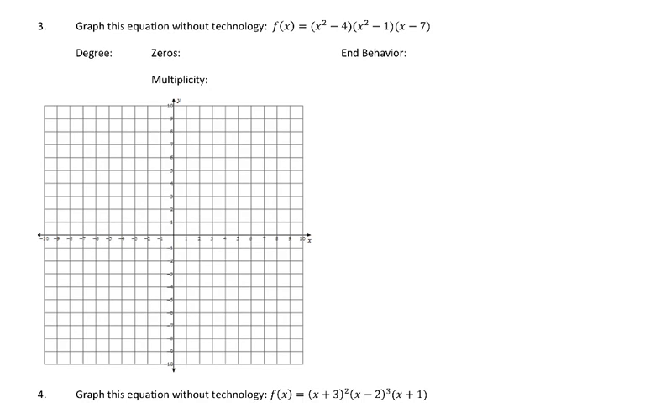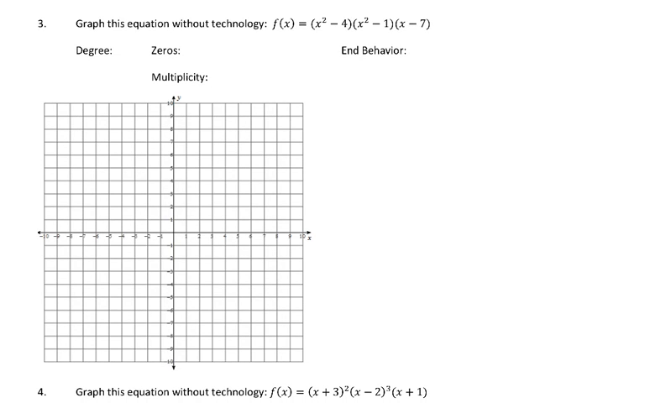So, take about 5 minutes, get this problem done. Obviously take a look at the clock and make sure you have enough time to finish these last 2. So, get number 3 done, and then we'll do that one. So, pause the video now.